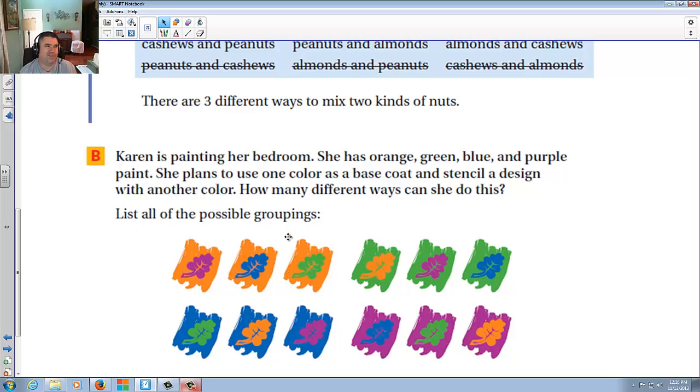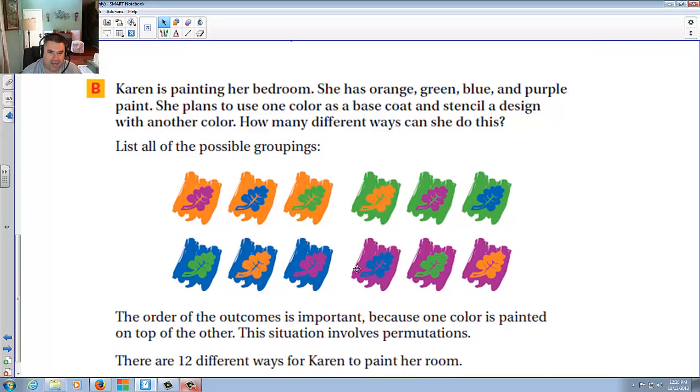Why doesn't she pick orange? Well, with an orange stencil and an orange wall, you're not going to see the stencil because it's going to be invisible. So these are the 12 different options she has. The order of outcome is important because one color is painted on top of the other. So this involves permutations, meaning it does make a difference which one comes first and which one comes second.